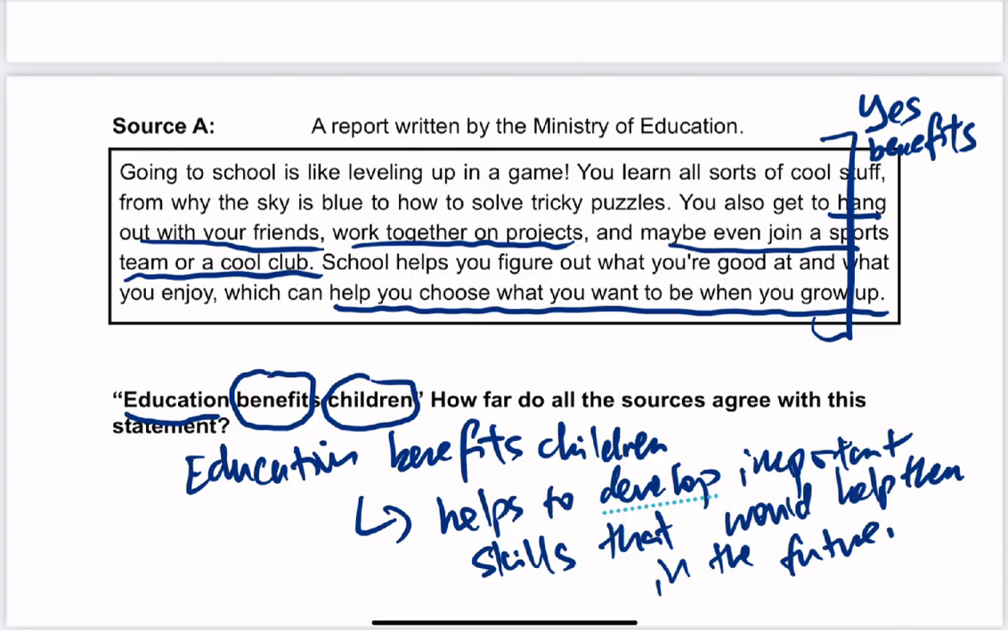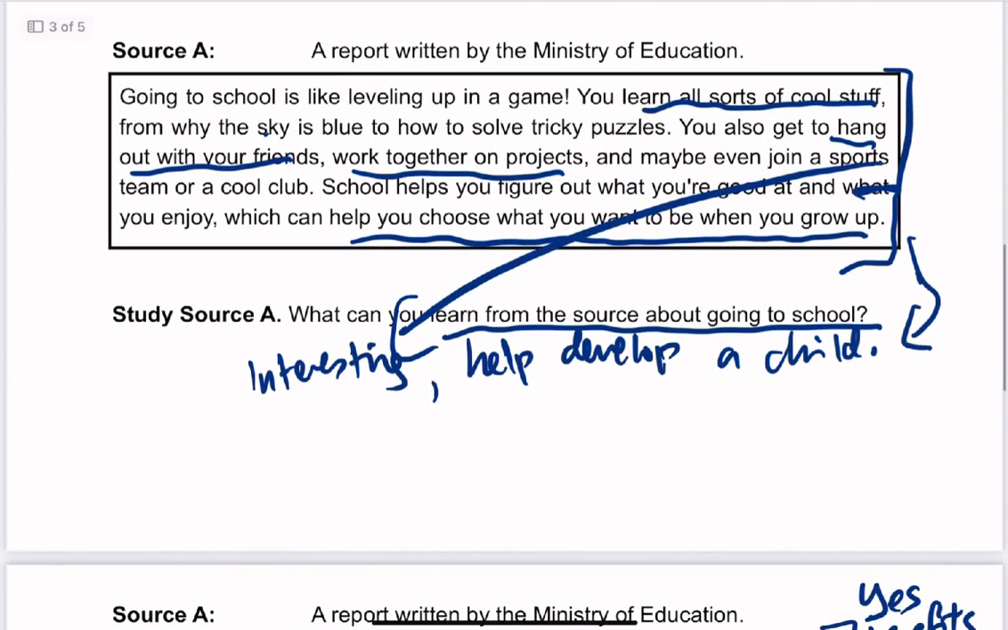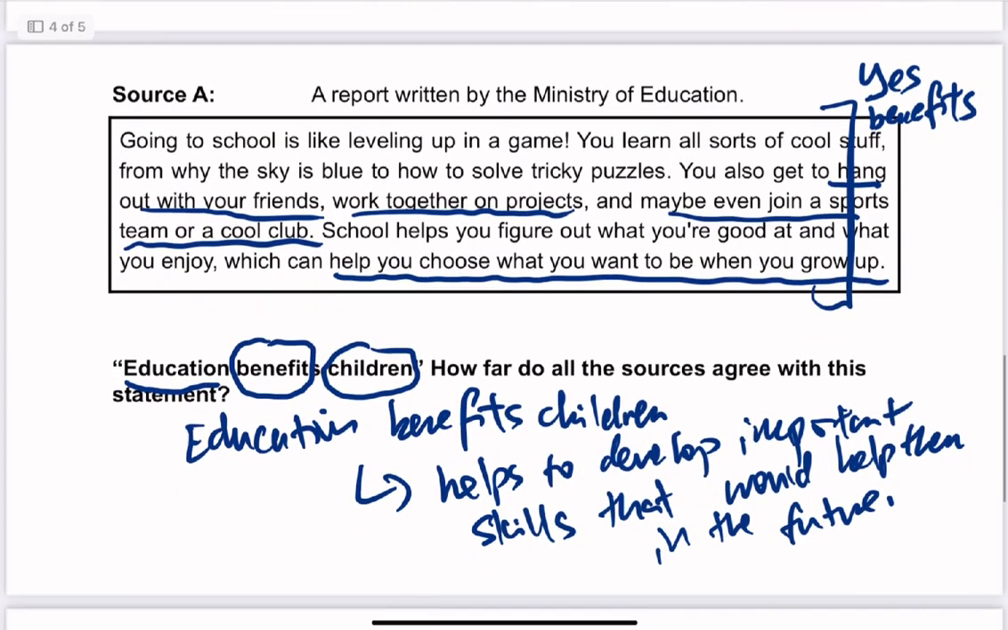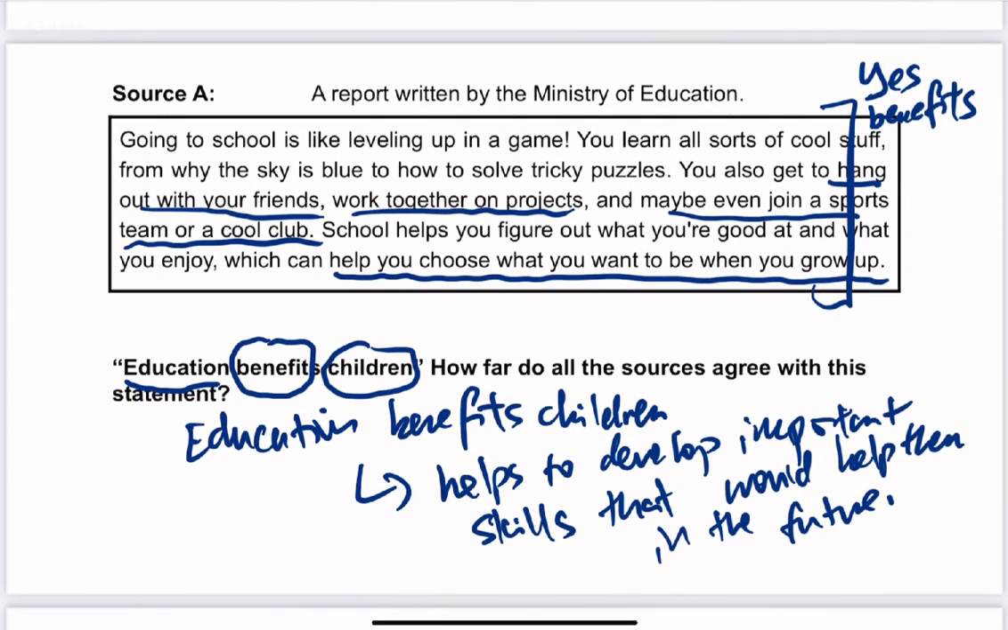So if you realize, these two angles are very different. I can ask about going to school: what can you learn about going to school? I can infer that going to school is interesting. Now, in this case, it doesn't necessarily mean that going to school is interesting, it means that education benefits the child. So if I were to ask the question about education benefiting the child, the answer has to be from a different angle.